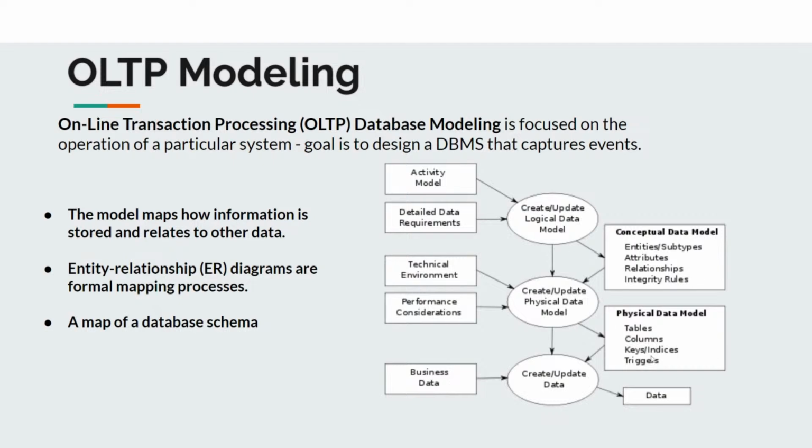It becomes a physical data model, and then starts to populate with business data, and it continues to update and create data for the system, and then potentially data for analytical purposes also. But this model overall shows how information is stored and relates to other data. Just walking through that, these are formal mapping processes, the conceptual data model and physical data model, and it helps map the database schema. And we'll see this in a couple slides coming up.